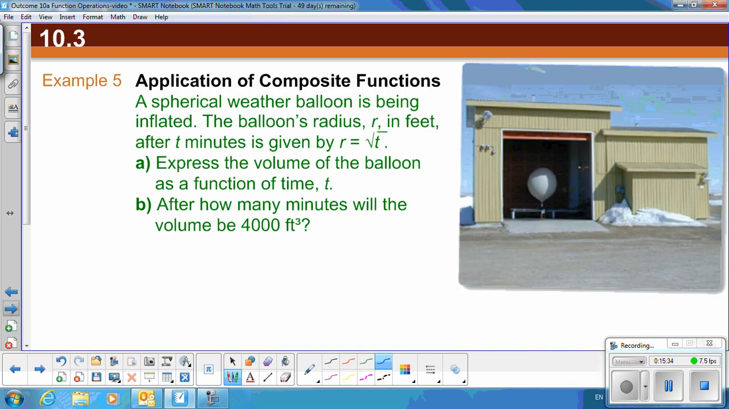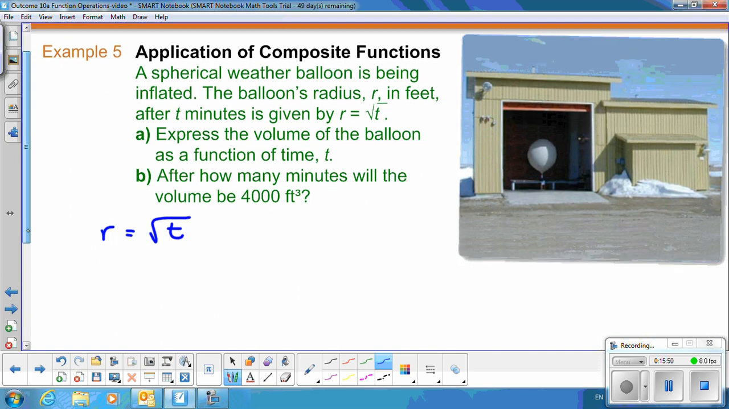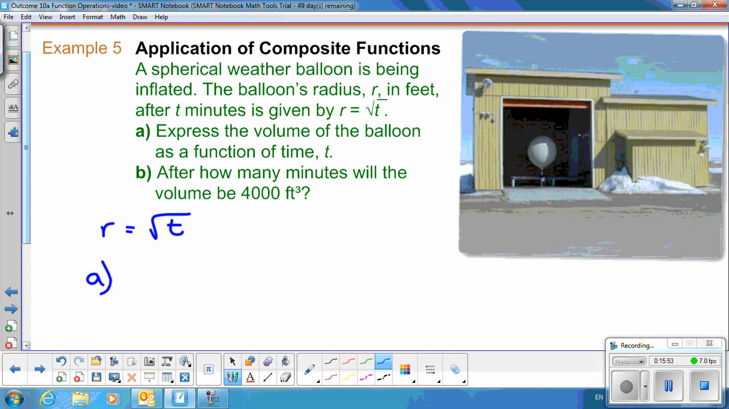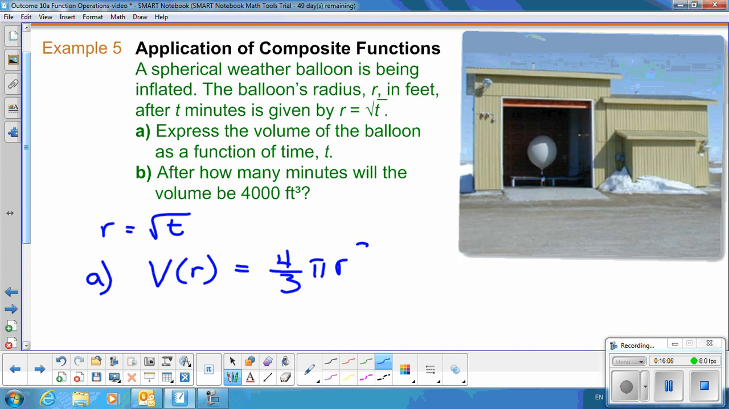Our last question is an application. It says a spherical weather balloon is being inflated. The balloon's radius, r in feet, after t minutes, is given by r equals root t. Express the volume of the balloon as a function of time. Okay, so part A. Usually we express volume as a function of the radius. We're talking about a spherical balloon, so the equation for the volume of a sphere is 4/3 pi r cubed. Writing it in function notation, this says that the volume is a function of the radius.